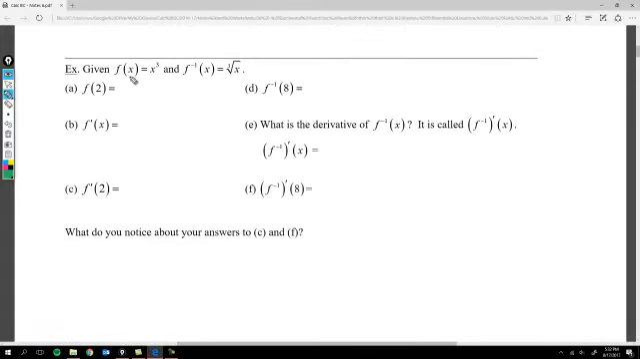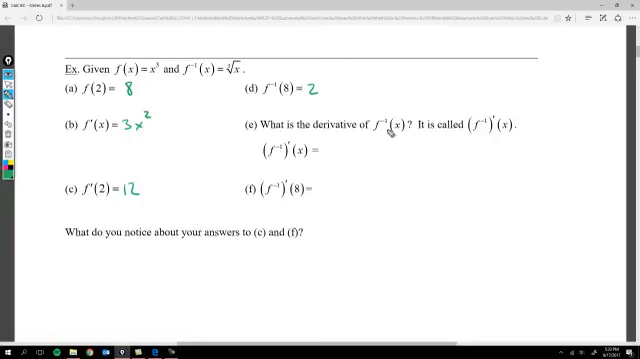We're going to do a quick exercise. Given f of x equals x cubed and f inverse of x equals the cube root of x, we're going to find a couple things. First we need to evaluate f of 2. So 2 cubed is 8. Then we need to find f prime of x. We take the derivative, which is just 3x squared. Then we need to find f prime of 2. Well, 2 squared is 4 times 3 is 12. Now we need to find f inverse of 8, so the cube root of 8, which is 2.